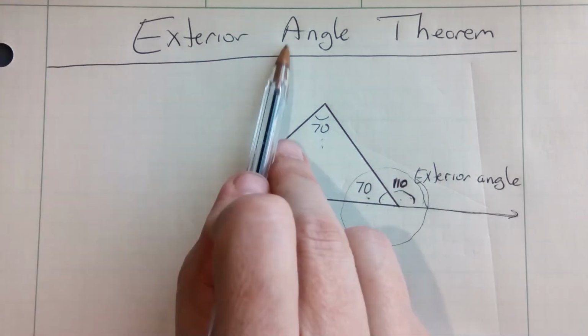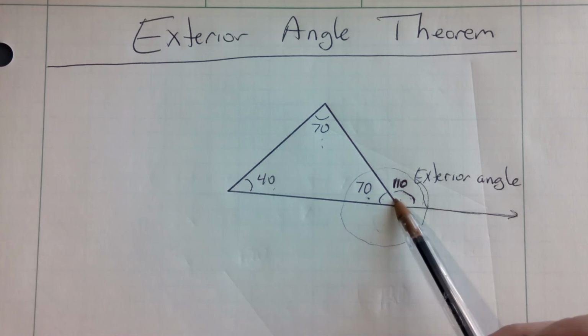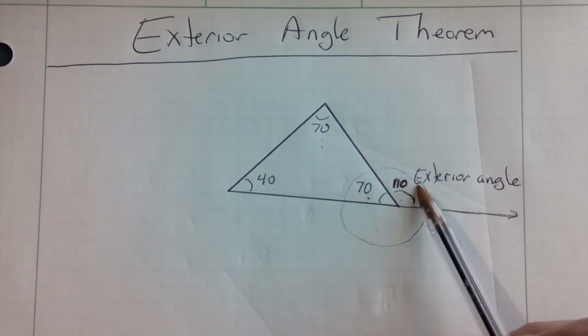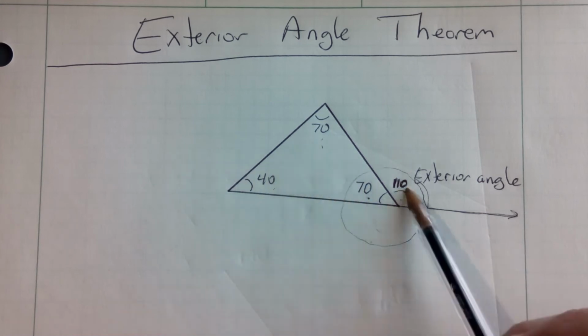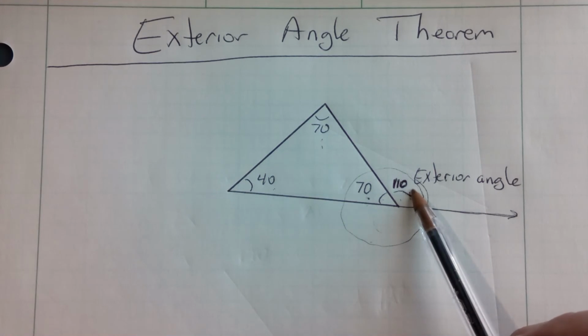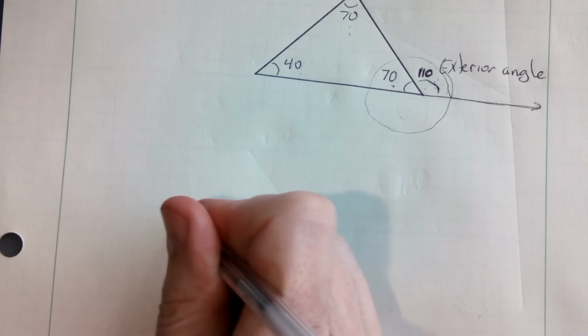That's the exterior angle theorem. These two interior angles that are across from the exterior angle, so not the one it's next to, but the two angles that are across from it, the sum of those two equals the exterior angle. Let's do an example of what you'll see in your homework.